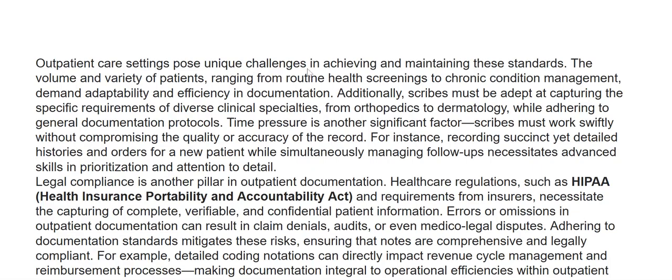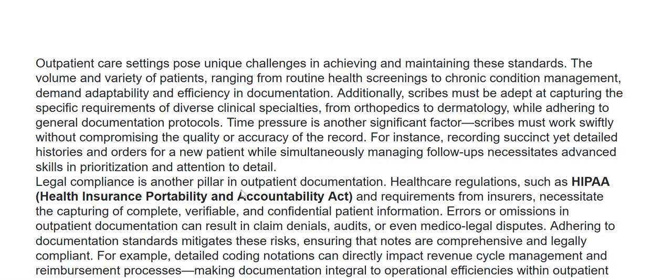Outpatient care settings pose unique challenges in achieving and maintaining these standards. The volume and variety of patients, ranging from routine health screenings to chronic condition management, demand adaptability and efficiency in documentation. Additionally, scribes must be adept at capturing the specific requirements of diverse clinical specialties, from orthopedics to dermatology, while adhering to general documentation protocols. Time pressure is another significant factor. Scribes must work swiftly without compromising the quality or accuracy of the record. For instance, recording succinct yet detailed histories and orders for a new patient while simultaneously managing follow ups necessitates advanced skills in prioritization and attention to detail.